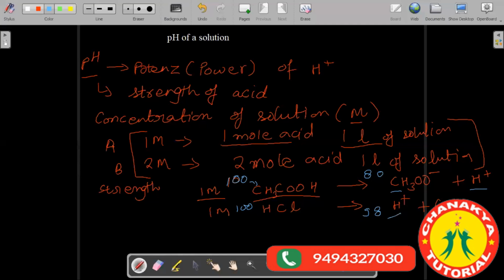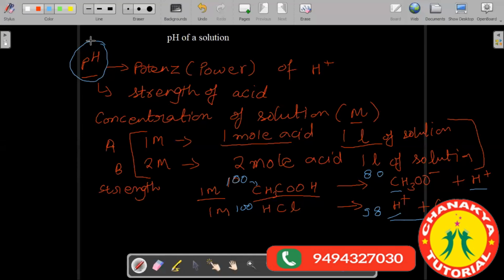The amount of H plus ions determines the strength of the acid. So in 1 liter of the solution, HCl will be a strong acid. It will be giving me more H plus ions even if I have the same concentrations. Got it? Now this is measured with the help of the pH or potence.